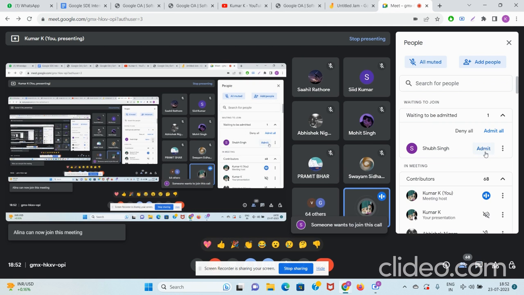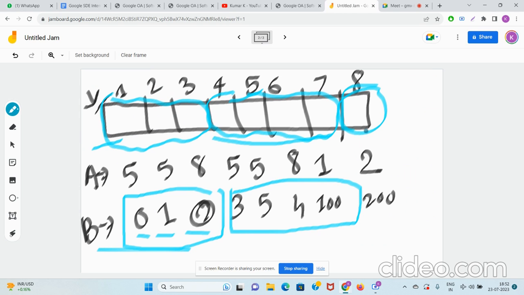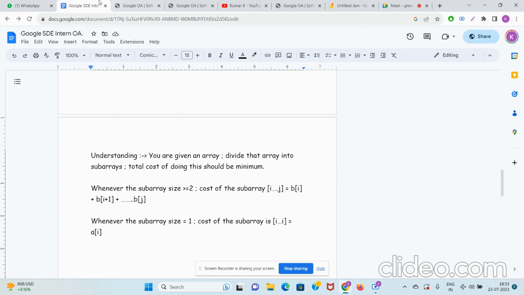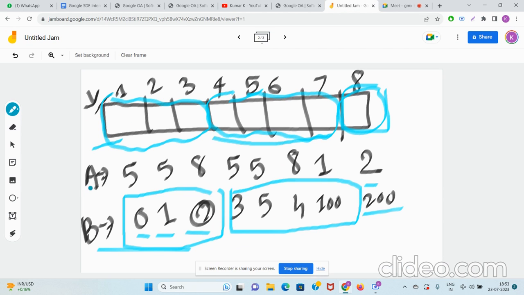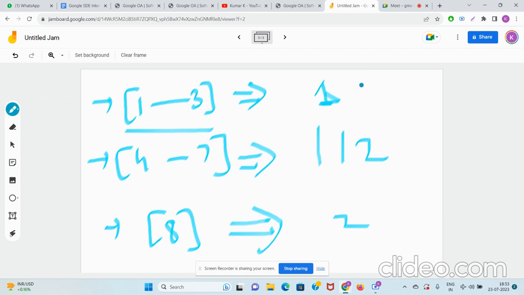Guys, can my smart students now tell me what is the cost of only one element, 8? Will it be 200 or 2? It was clearly written here: whenever the subarray size is 1, the cost of the subarray is A of i. It means you use array A only when you are taking one element by itself. So the answer is 2. Total will be 1 plus 112 plus 2, which is 115.